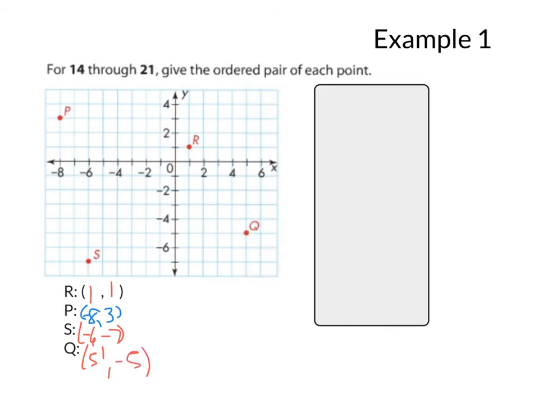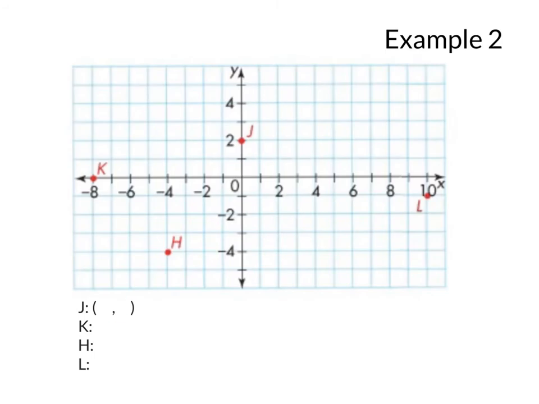Moving on to example 2. As I said, you are using the same coordinate plane as last time, but I see you might need to expand some of the numbers, and that's okay. Please try to find the ordered pairs of all of these letters, and I'm going to show you all of the ordered pairs after you pause the video, showing you in 3, 2, 1. There are your answers to example 2.